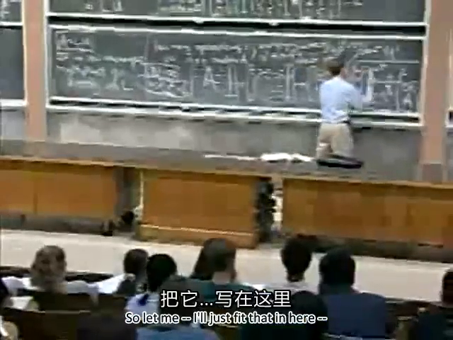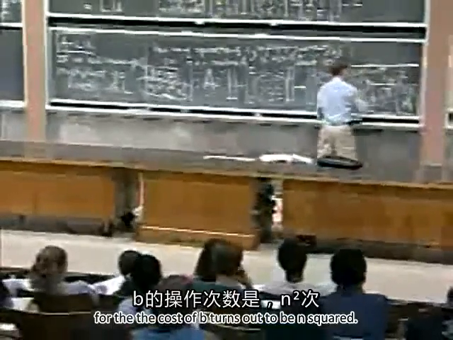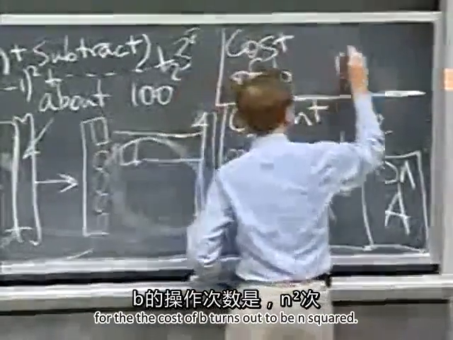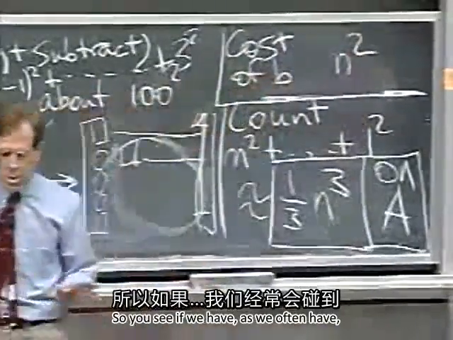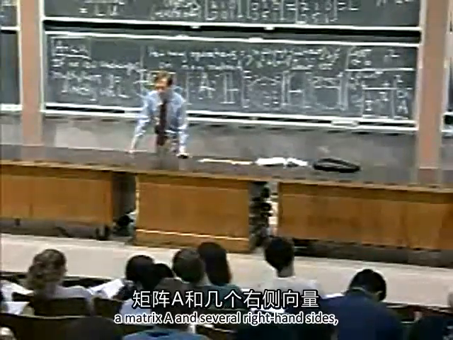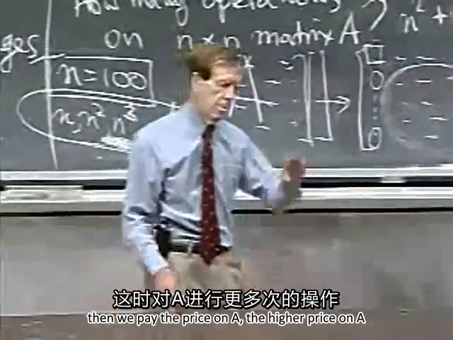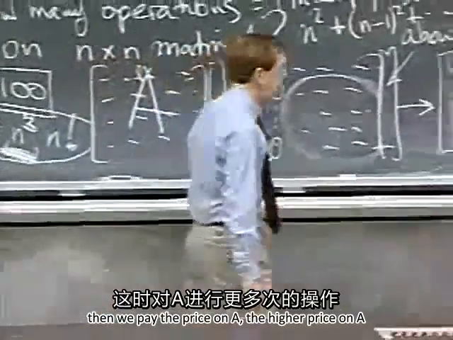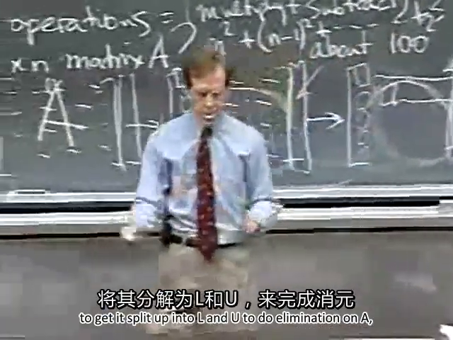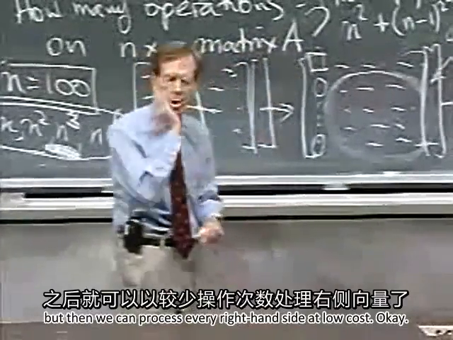So I'll just fit that in here. The cost of b turns out to be n squared. So you see, if we have, as we often have, a matrix A and several right-hand sides, then we pay the higher price on A to get it split up into L and U, to do elimination on A. But then we can process every right-hand side at low cost.